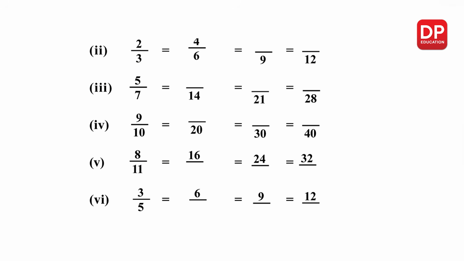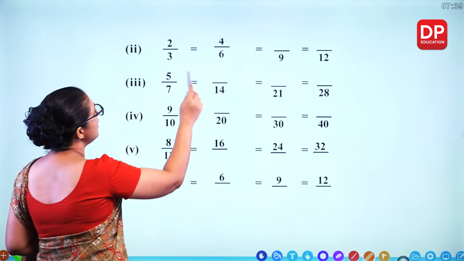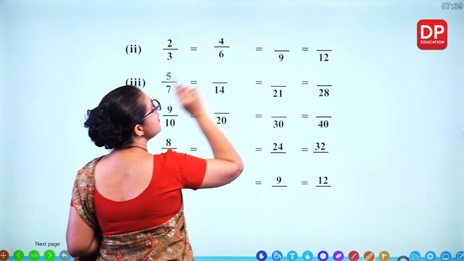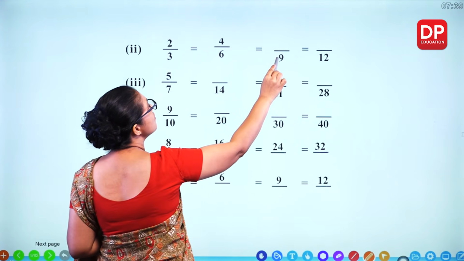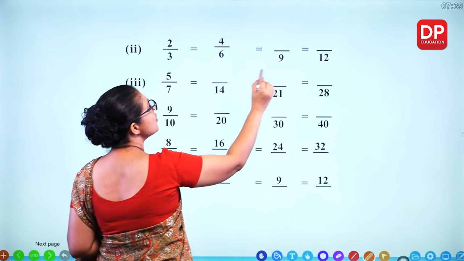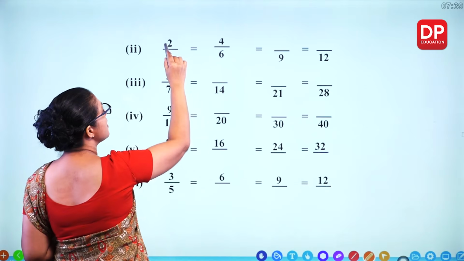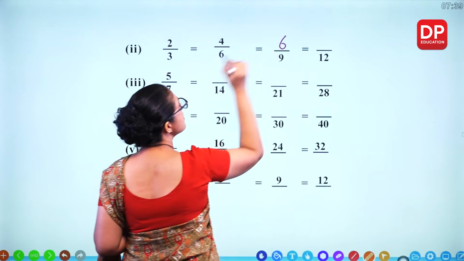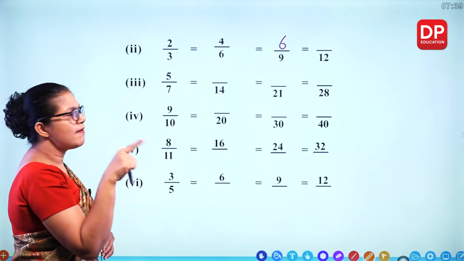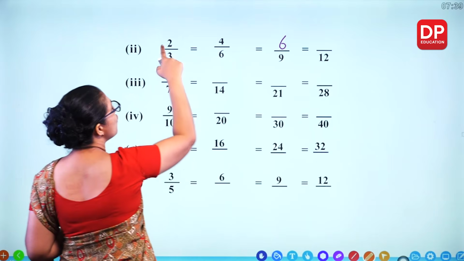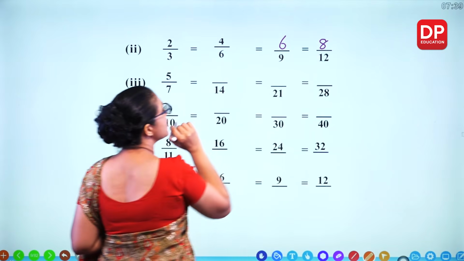Now write down the equivalent fractions. Here, 3, you have to convert to 9. 3 times 3, that means 3 times 2, 6. How will you get 12? 3 times 4. So 4 times 2, 8.